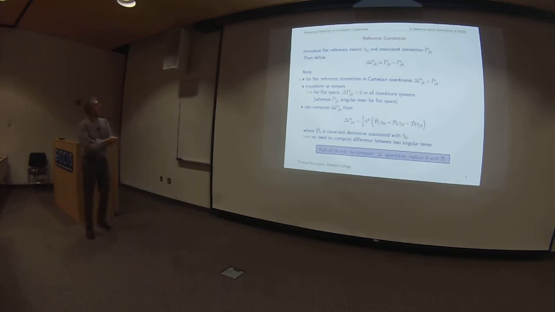Okay? And then what we'll do is we'll define this difference between two connections. One is the connection that is associated with the conformally related metric, and the other one is the connection associated with the reference metric. Now let's observe a couple of things about these delta gammas. For starters, notice that in Cartesian coordinates, the delta gammas are exactly the same as the gamma bars. Why is that? Well, because in Cartesian coordinates, the flat metric is just 1, 1, 1. That means the reference connection is 0. These terms disappear. We have that identity.